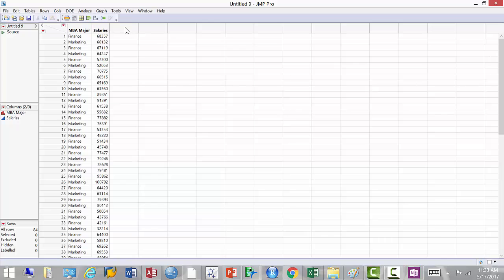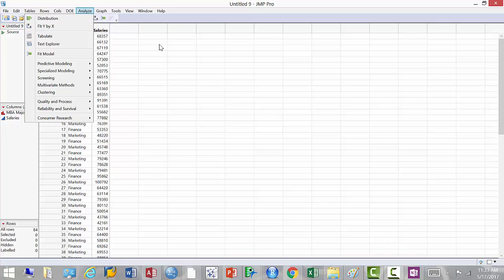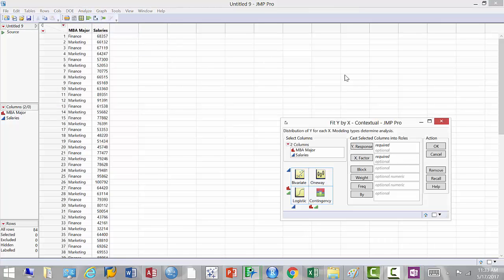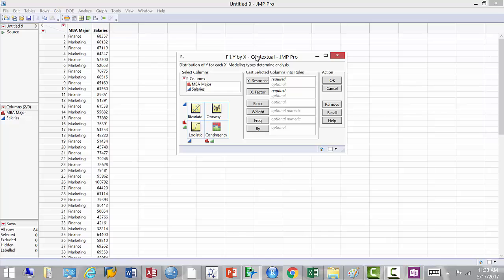All right. Fit Y by X, that's what we used, right, in the previous class. So here is the shortcut, or you can go to Analyze, Fit Y by X, same thing. So let's use the shortcut. All right, and then it says, well, you're studying the effect of a factor, which is a categorical variable, right? Major is a categorical variable. Finance or marketing, it's not a number, right? You're studying the effect of the factor on the response, which is the salary. So salaries goes into responses, and MBA major goes into the factors.